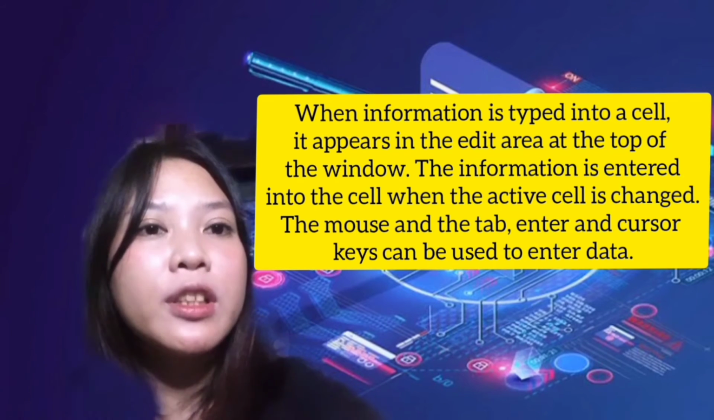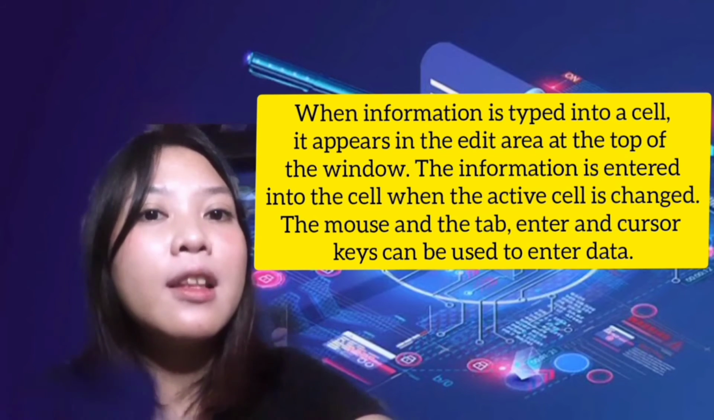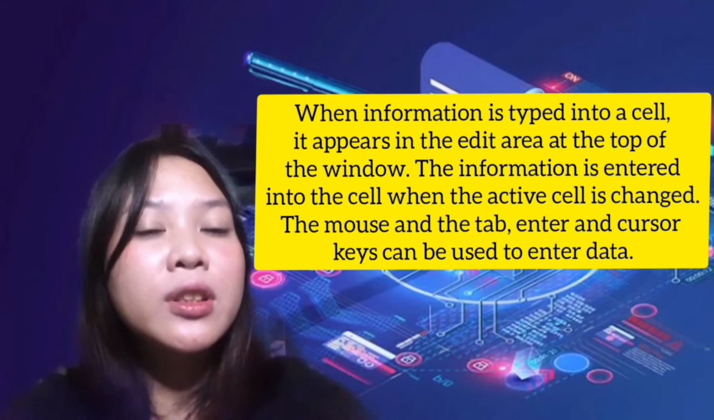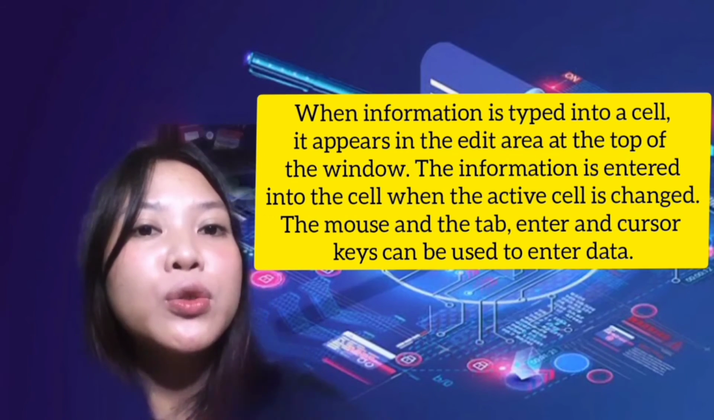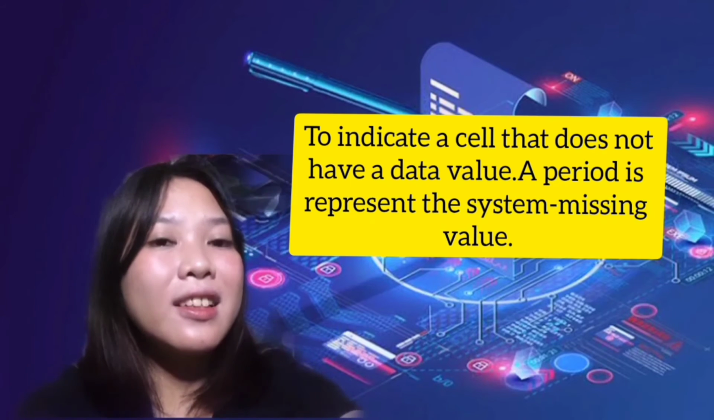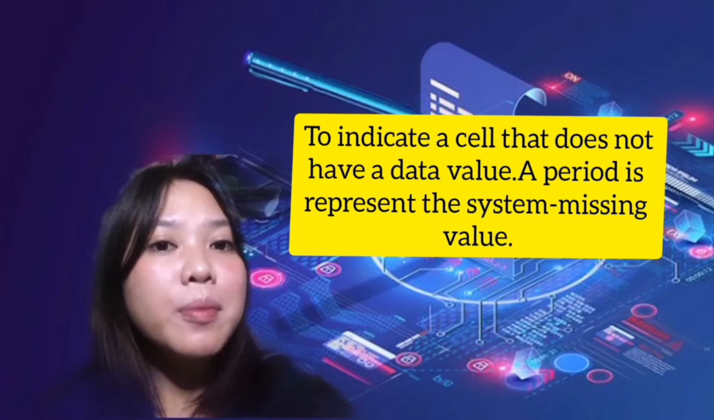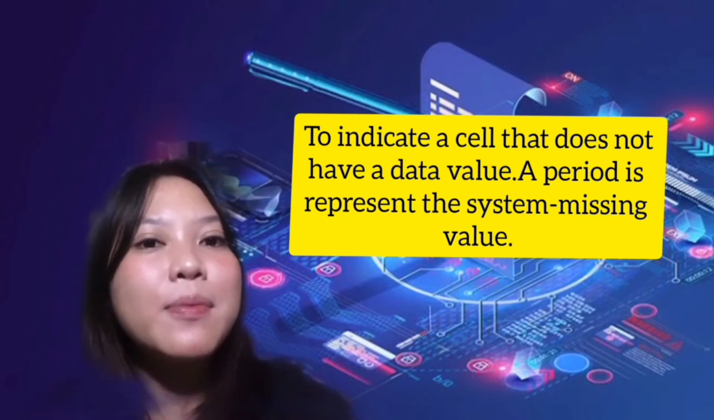The information is entered into the cell. When the active cell is changed, the mouse, tab, enter, and the cursor keys can be used to enter data. To indicate a cell that does not have a data value, a period represents the system missing value.